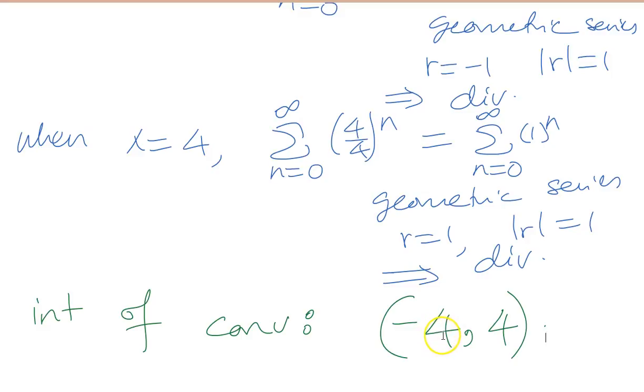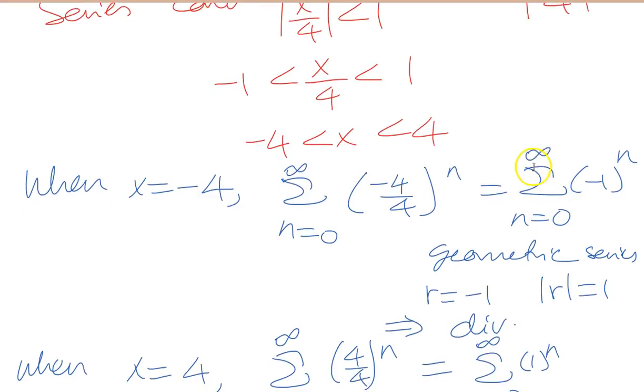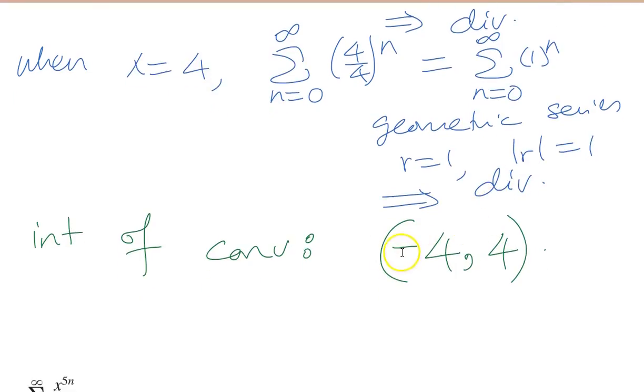Now, what happens when x is bigger than 4 or when x is less than -4? So guys, go back to the limit of the ratio. When x is bigger than 4, the absolute value will turn out to be bigger than 1. The series diverges by the ratio test. Likewise, when x is less than -4, the limit of the ratio would be bigger than 1. The series diverges. So you don't have to check for values of x bigger than 4 or less than -4.